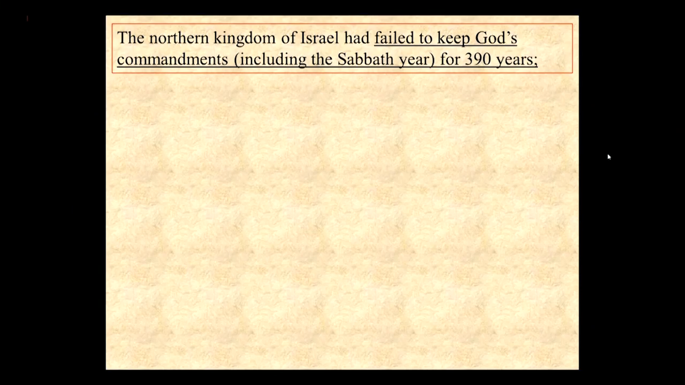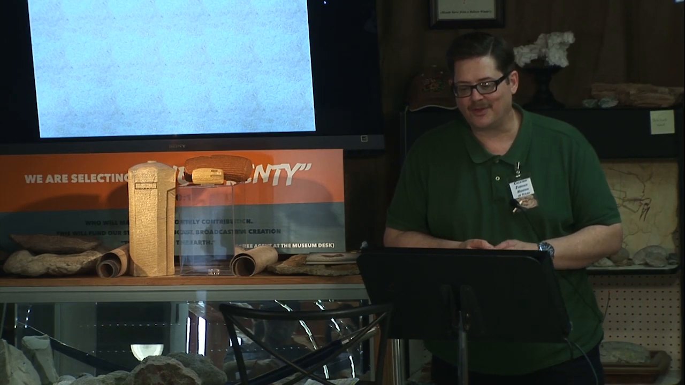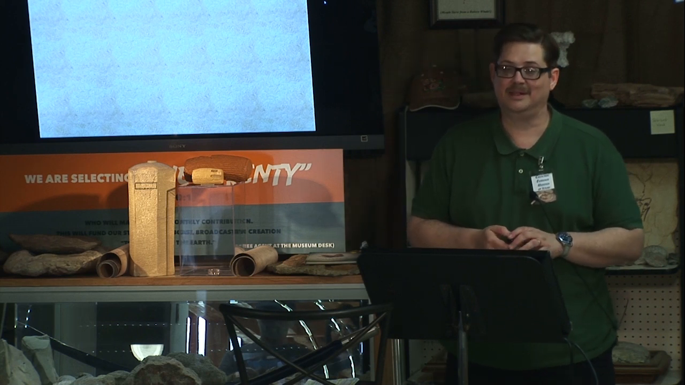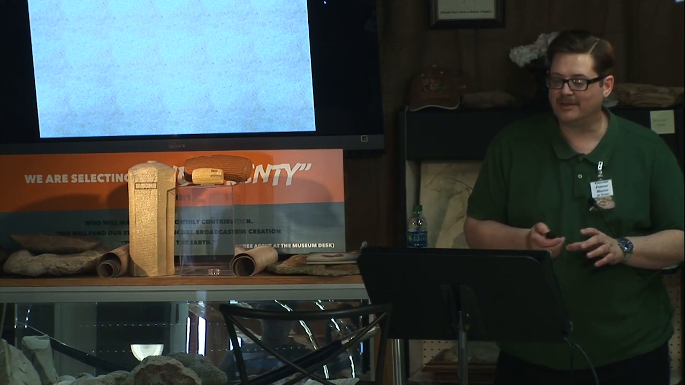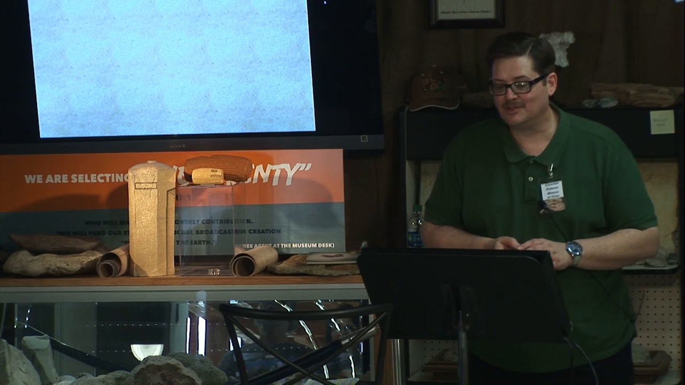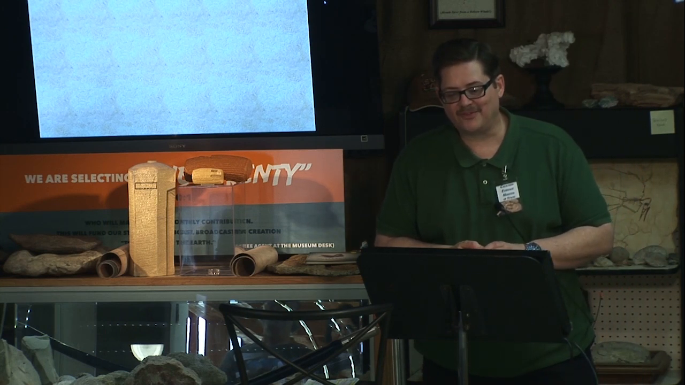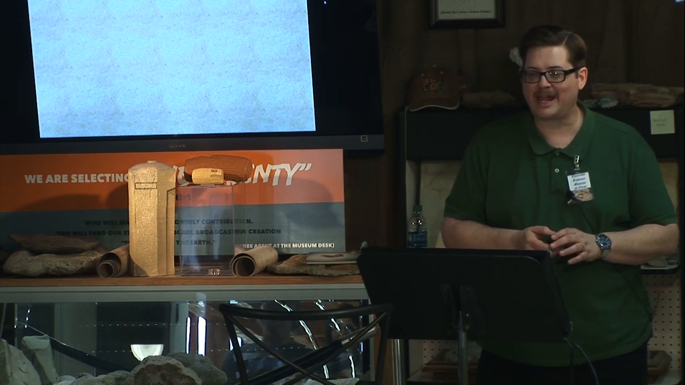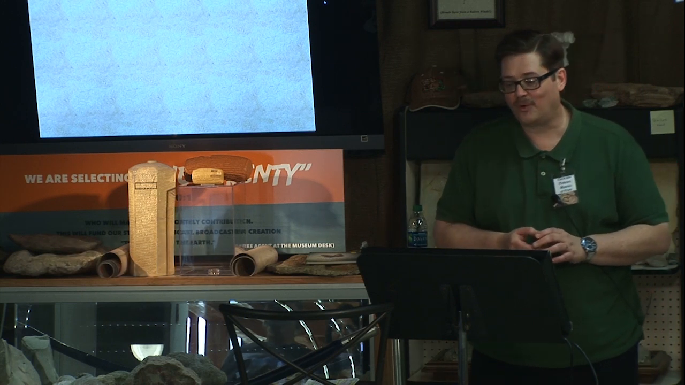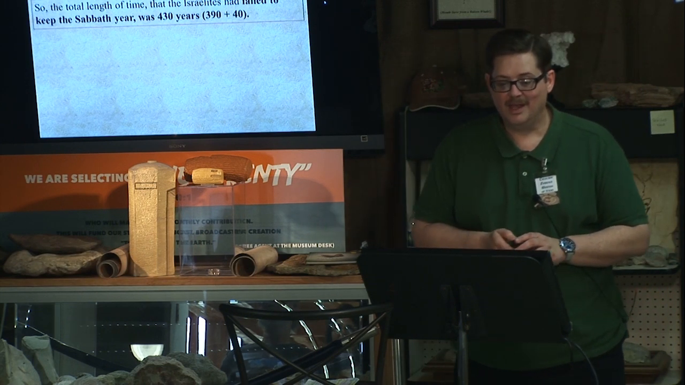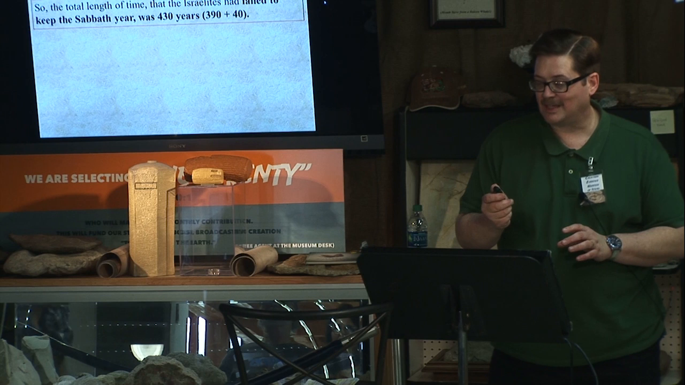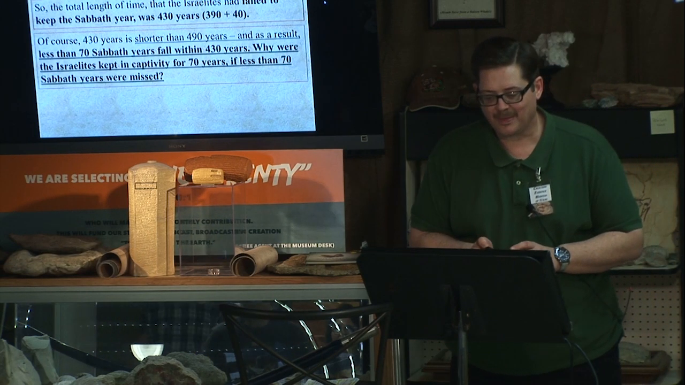This is how we get the number 70. The northern kingdom of Israel had failed to keep God's commandments, including the Sabbath year, for 390 years. They were in disobedience. 390 years. The southern kingdom of Judah had failed to keep God's commandments for 40 years. Okay, so add those two numbers together, you get 430 years. Right? 430 years that they failed to keep the Sabbath.